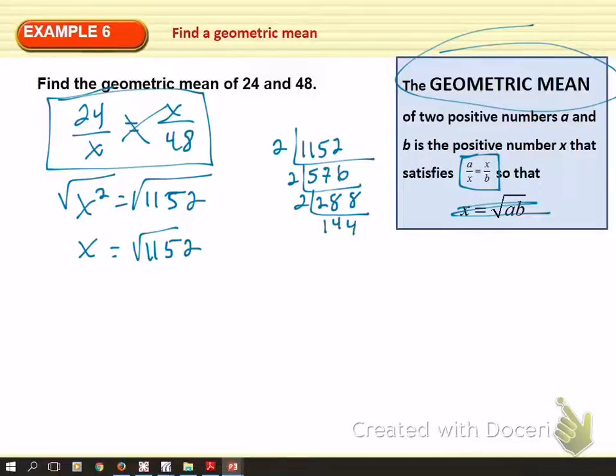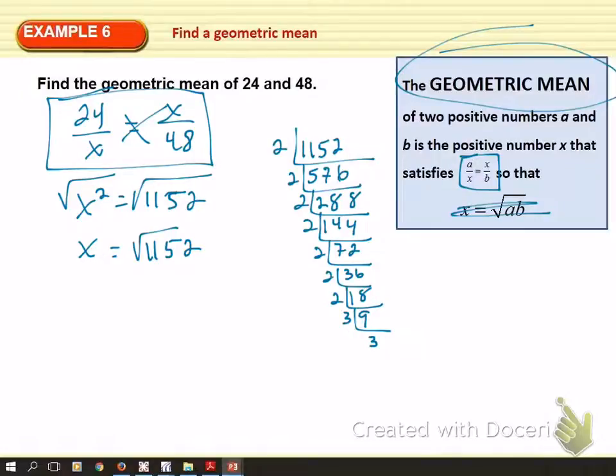Which will go into 144. And 144, I can divide 2 into it and go 72. I can divide 2 into 72 and get 36. I can divide 2 into 36 and get 18. I can divide 2 into 18 and get 9. I can't divide 2 into 9, but I can divide 3 into 9. And I want to keep going until this number down here is a prime number. And I'm there, right? We need to keep factoring down until we get down to a prime number.